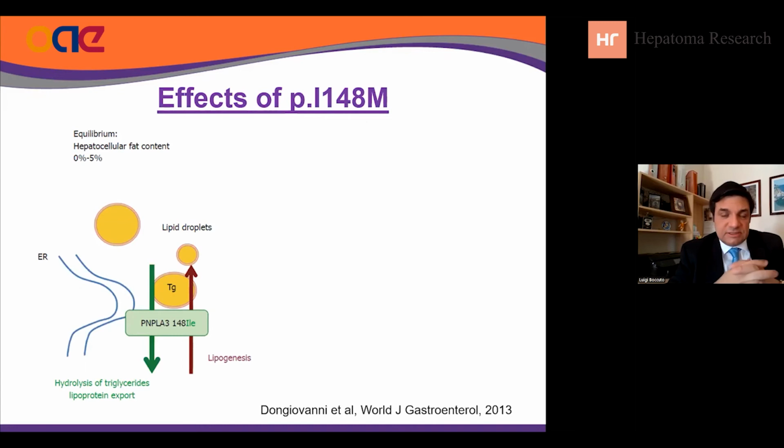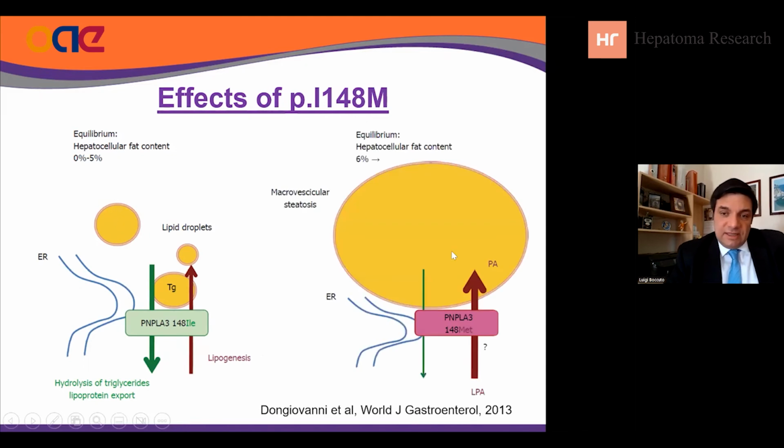So here we can see summarized the effects of this variant, where the wild type isoleucine amino acid in PNPLA3 148 position is responsible for a balanced transition of lipids through the membrane, and so it keeps the lipid droplets under a certain size. And instead, if we have the methionine, there is a promoted lipogenesis with the generation of macrovesicular steatosis. So there are these big vacuoles, this big accumulation of lipids in the hepatocytes.